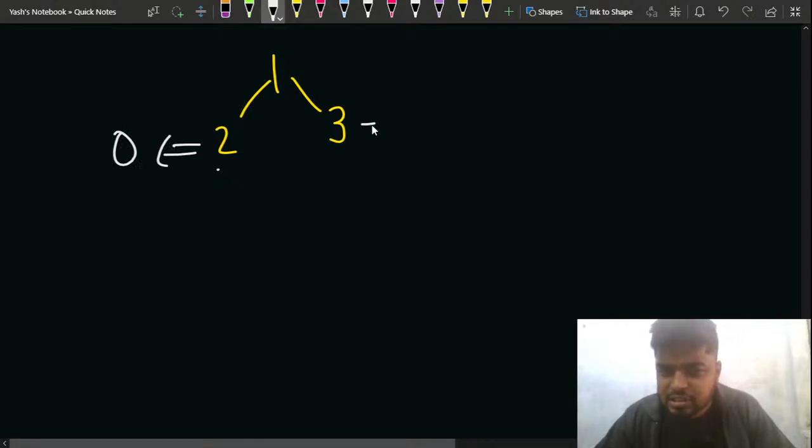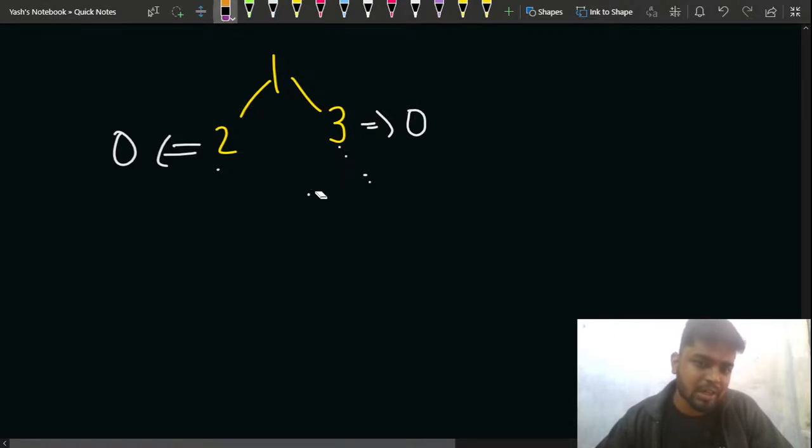For this node, let us talk about this node. Does it have a left child? No, it does not have. Does it have a right child? No, it doesn't have. So that means the tilt for this one is also 0, right? Because no left child, no right child, so the total tilt will be considered as 0.